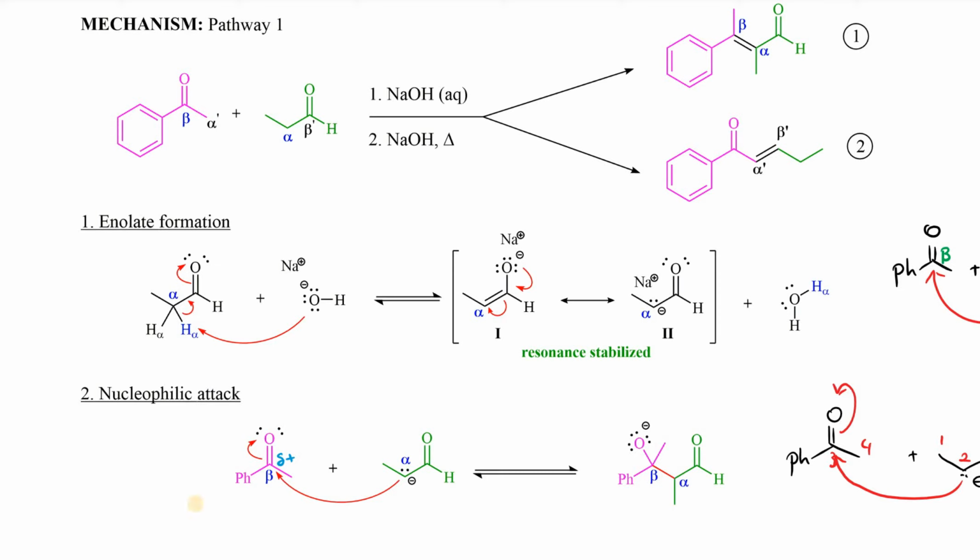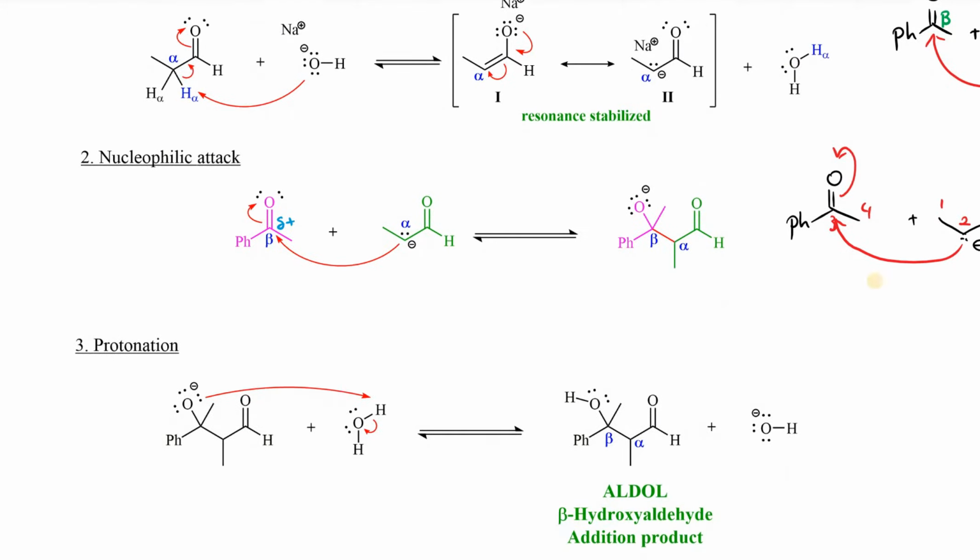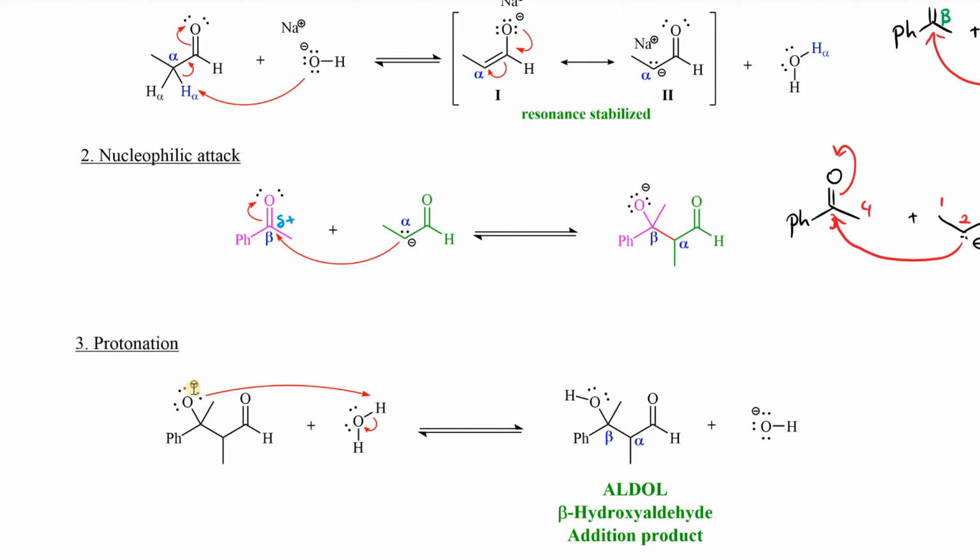So let's continue with the mechanism. We form our alpha-beta bond, and we have the alkoxide. So logically, we need to protonate it. That's why this is aqueous base. So we do have the water molecule that was generated in step 1. So let's use that and protonate it. The alkoxide functions as the base, plucks off the proton, and we get this important intermediate.